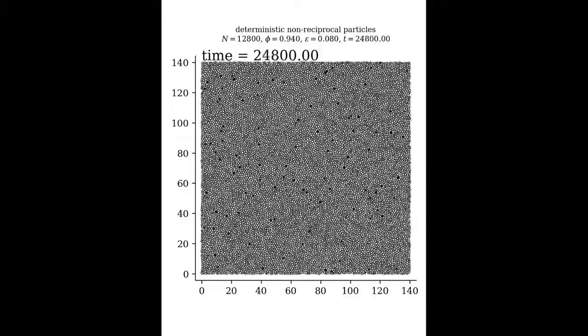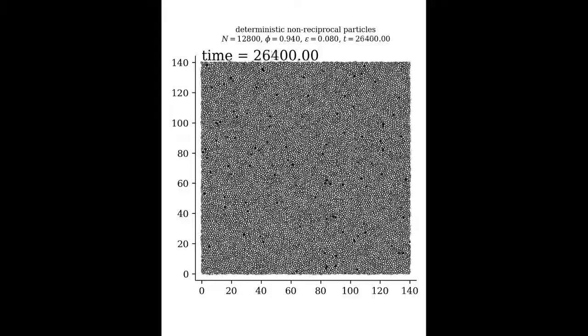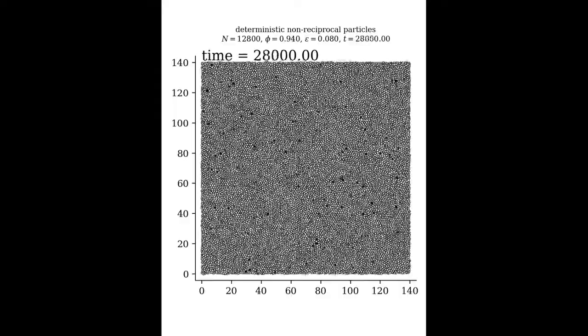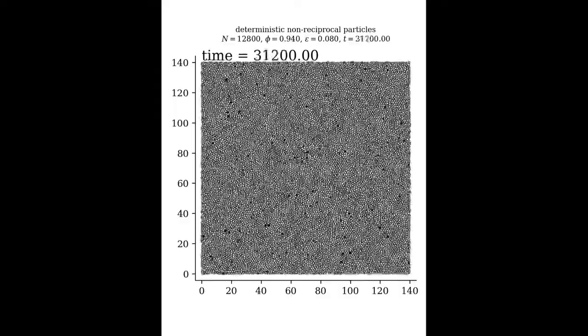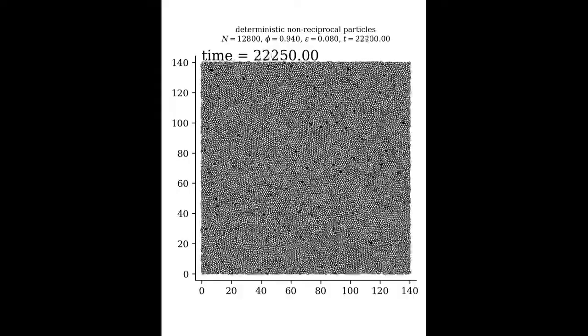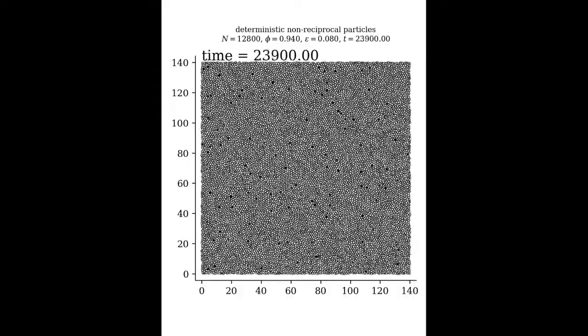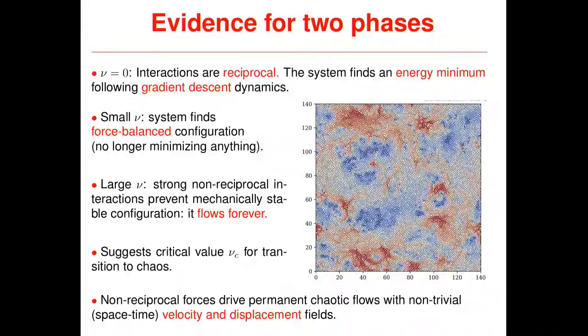So again, this is a system where you don't have noise, you don't have temperature, you don't have self-propulsion. You only have non-reciprocity as a source of momentum creation. And this is what the system does spontaneously, and it's flowing forever. So it seems to suggest the existence of a transition below which you have no motion, and above which you have these interesting chaotic flows. And again, I repeat, it's only the result of the non-reciprocal forces.